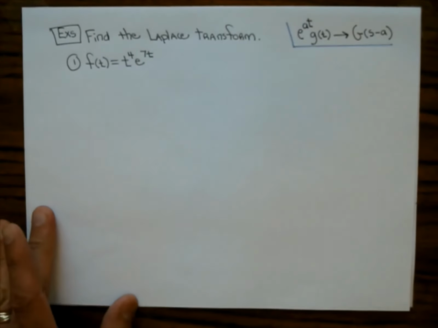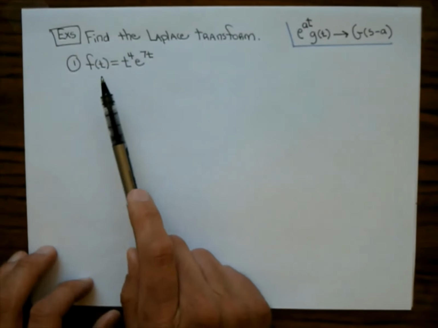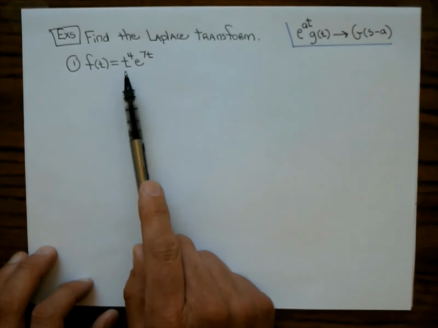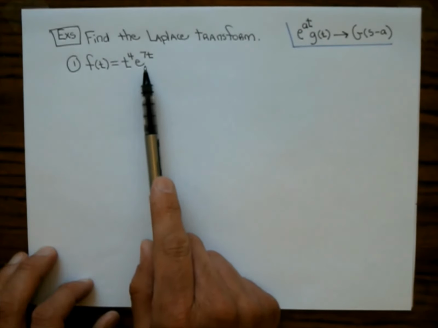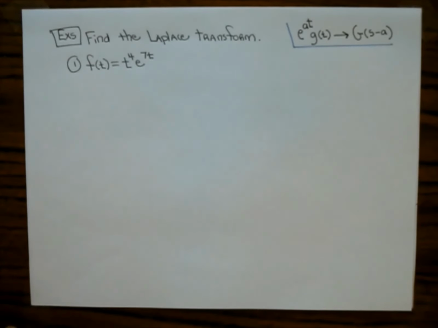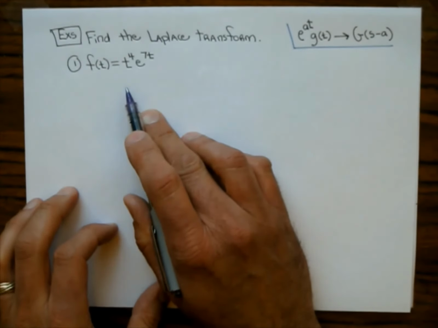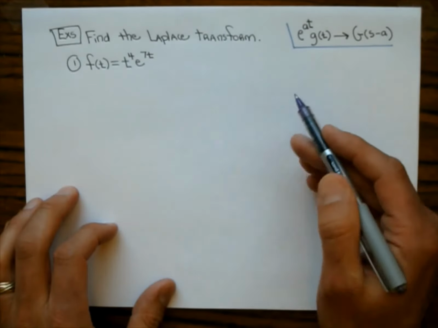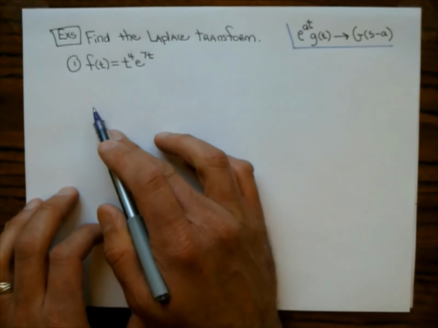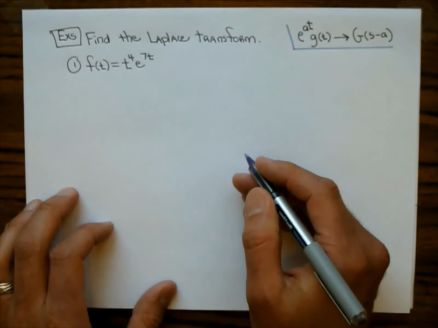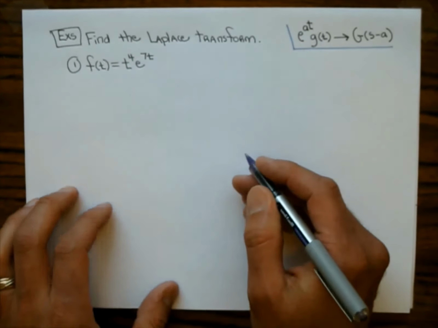Okay, find the Laplace transform of f of t equals t to the fourth e to the 7t. So for this particular problem, I'm going to do the textbook method over here in purple, and then I'll show you the way that I do this. So, the textbook method.